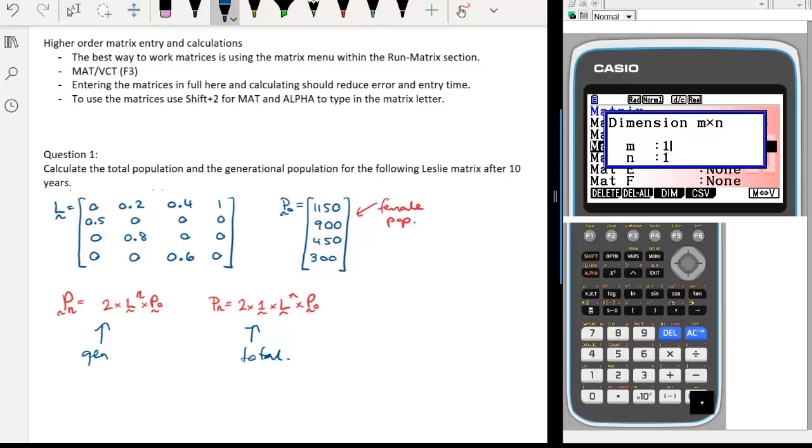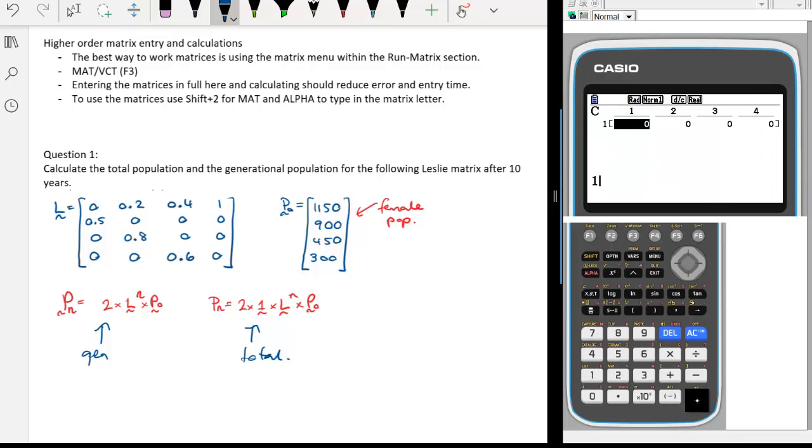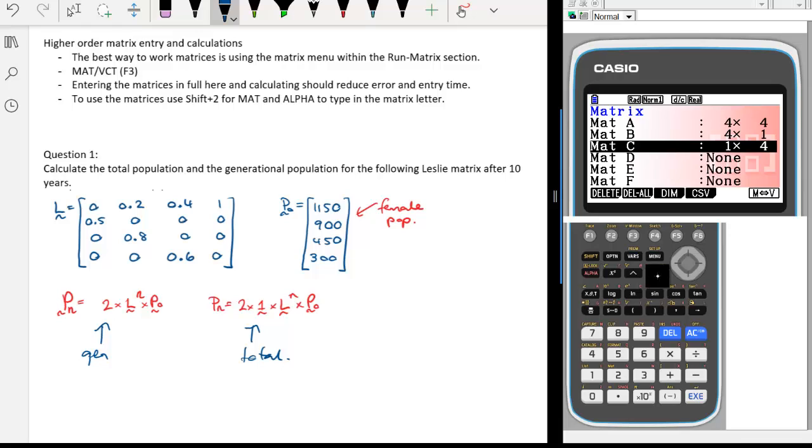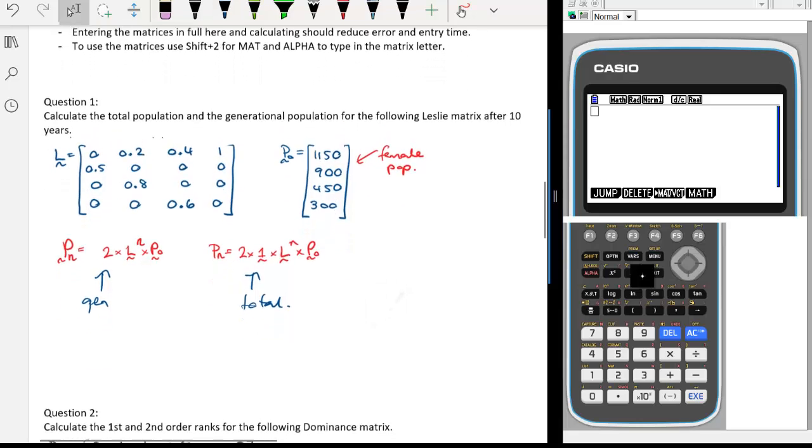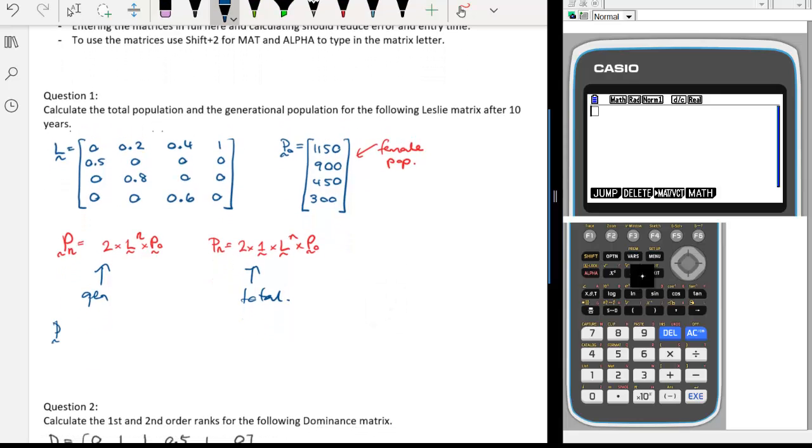So this will be a 1/4 in this case. So all we need to do is enter ones. And there's all the matrices that I'm going to need. So I'm going to go back out into the menu. To calculate P10, which is what I'm looking for, we have to double the population.